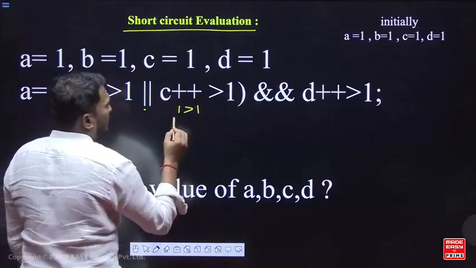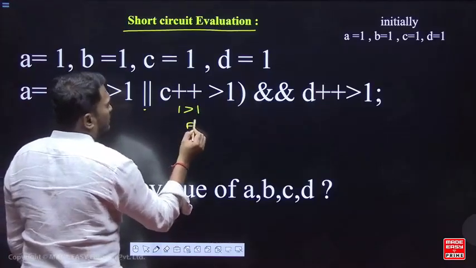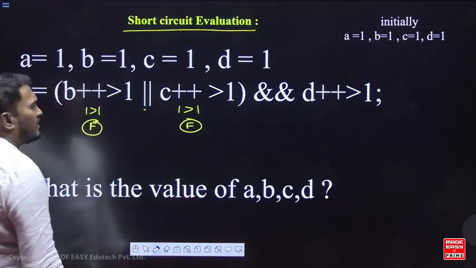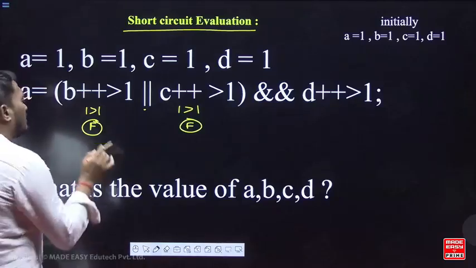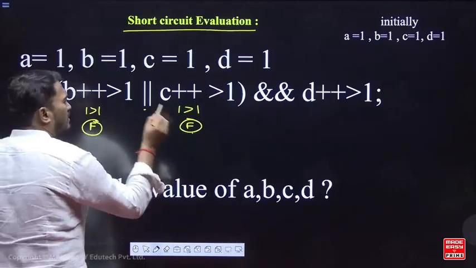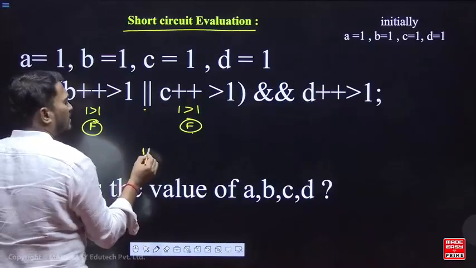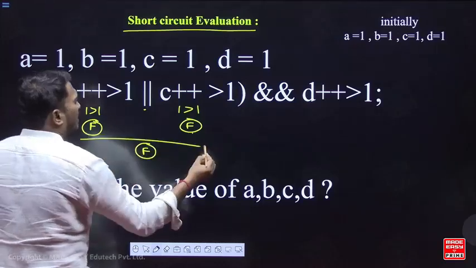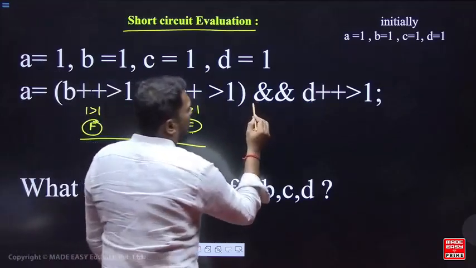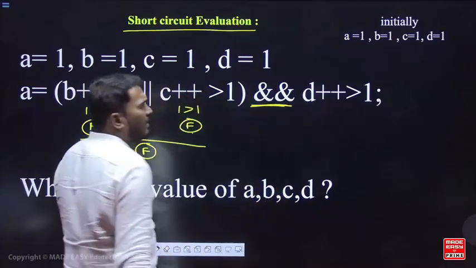Now tell me, 1 greater than 1, true or false? This is also false, right? 1 greater than 1, this is also false. Now tell me, this is false and this is false. This entire expression is what? False. So if this entire expression is false, you are having AND operation here.